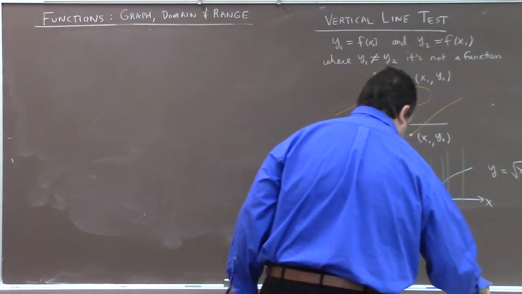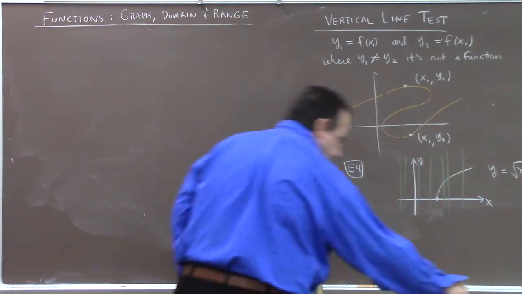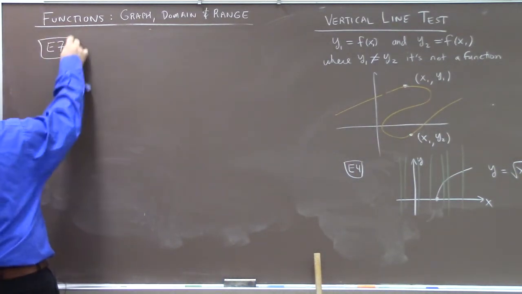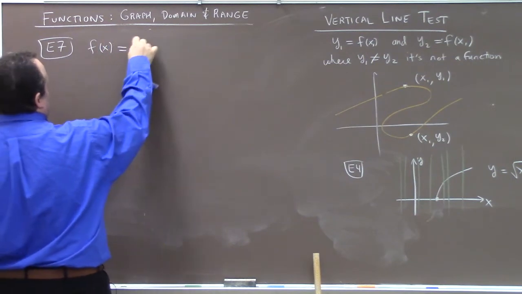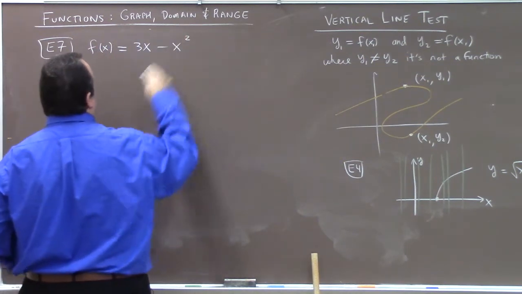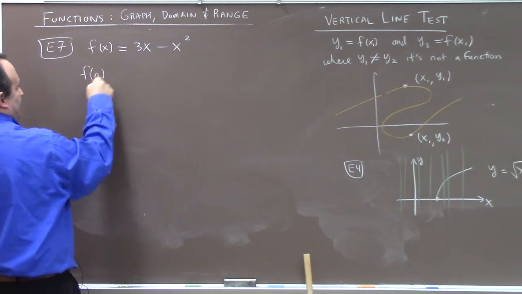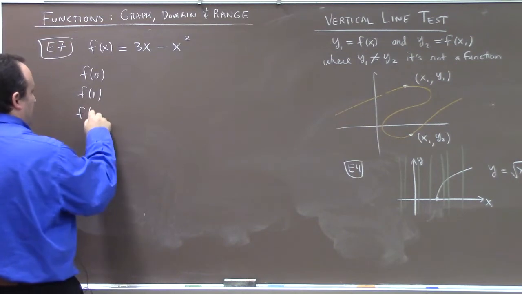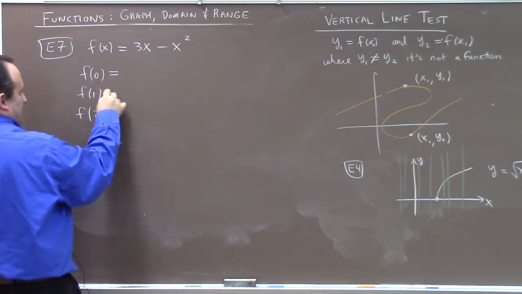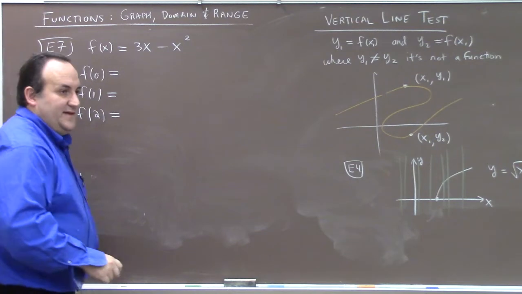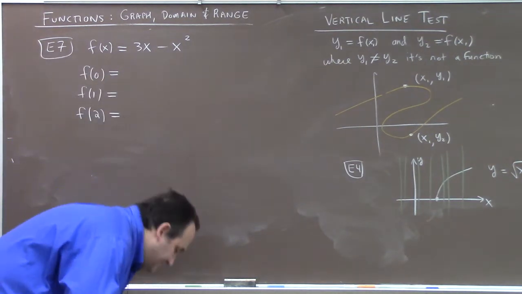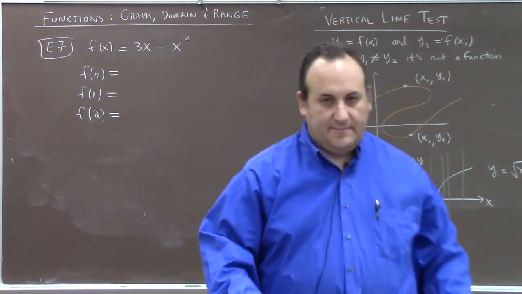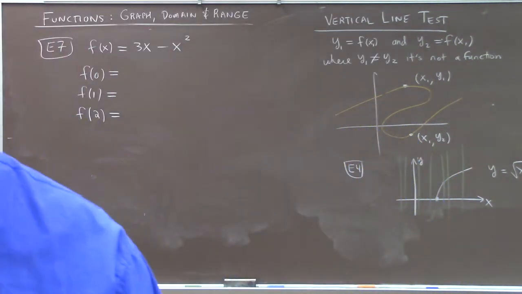What I'm saying is, if I was to give you something like f of x equals 3x minus x squared, and then I was to say, what's f of 0? What's f of 1? What's f of 2? You're unfazed by these questions, right? These are like taking candy from the proverbial baby. Yeah, just plug it in.